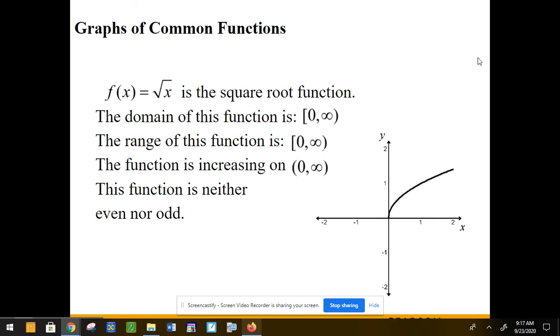Square root function. So f of x equals square root of x. The domain for this starts at 0 and goes to the right forever. The range starts at 0 and goes up forever. It's increasing the entire time, but it's not all real numbers. So it's increasing from 0 and up, and it's not even or odd.